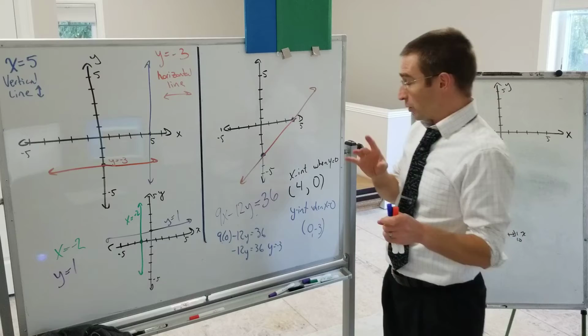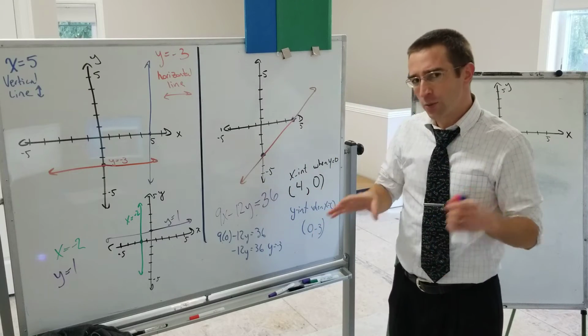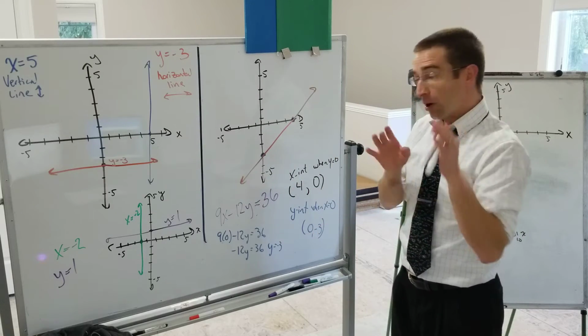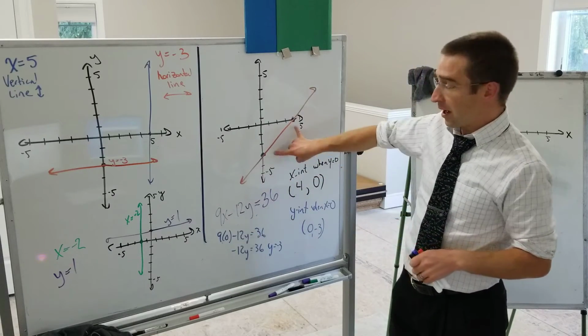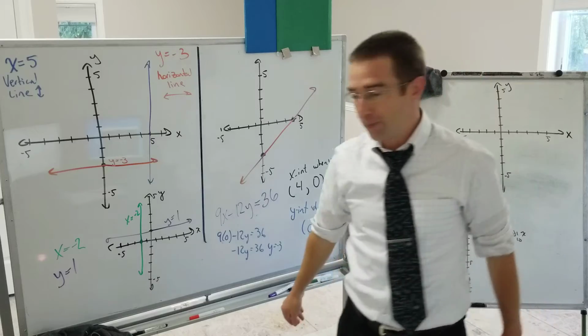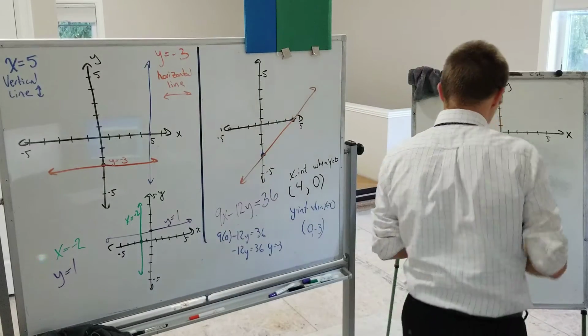All you need to know how to do right now for this lesson, we'll get into it more later, is be able to find the x-intercept, the y-intercept, plot them, and draw a line through them. So we're going to do a couple more examples, and that'll be it for the video.